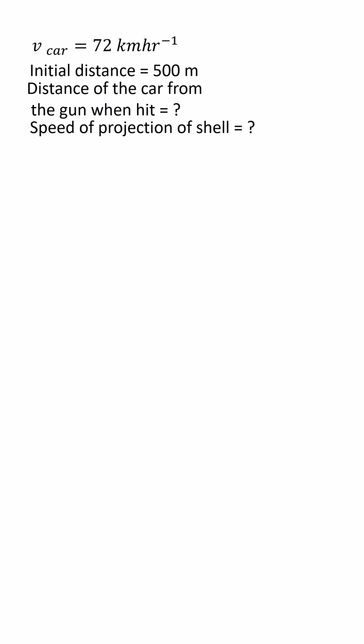Velocity of car is 72 km per hour. Initial distance is equal to 500 meter. Distance of the car from the gun when hit is equal to what? Speed of projection of shell is equal to what?